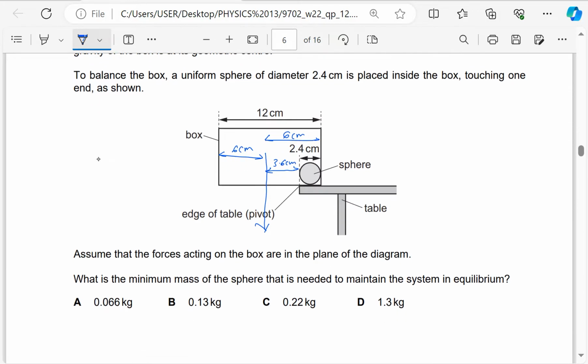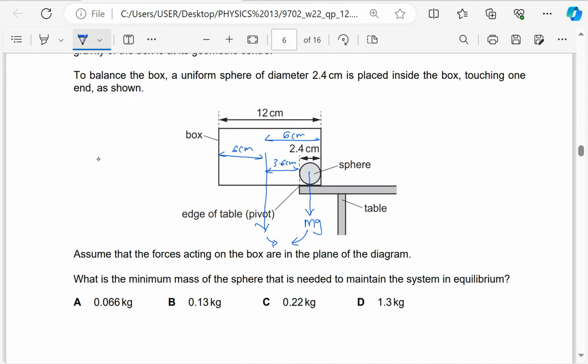Assume that the forces acting on the box are in the plane of the diagram. What is the minimum mass of the sphere that is needed to maintain the system in equilibrium? Let's say the weight of the sphere is acting here, and it is going to be the mass of the sphere times g. This is going to cause a clockwise moment, while this causes anti-clockwise moments.